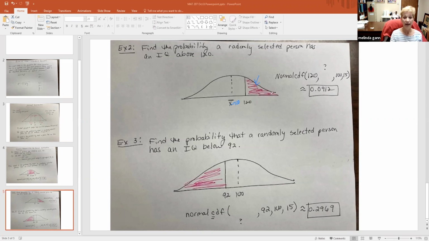Okay? So again, I'm ready. I write down normal CDF. Now, why did I write down 120? That's my left endpoint. Now, do you see that I don't have a right endpoint? I mean, nobody really knows what the highest IQ score could be. So when you don't know the right endpoint, put a ridiculously big number.